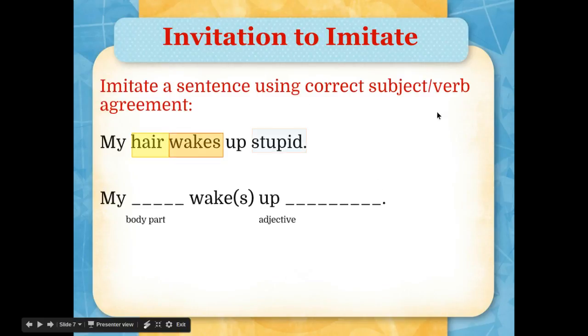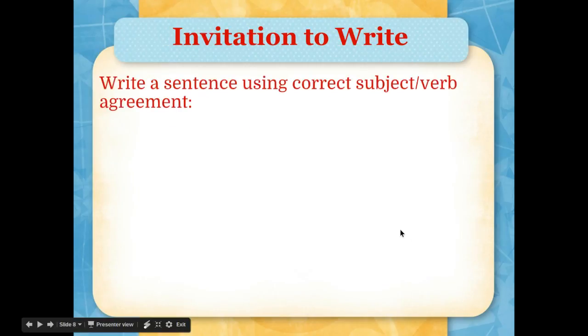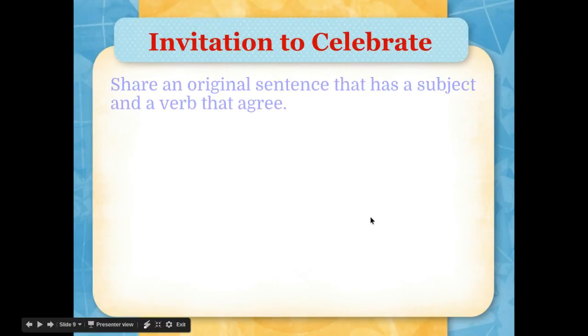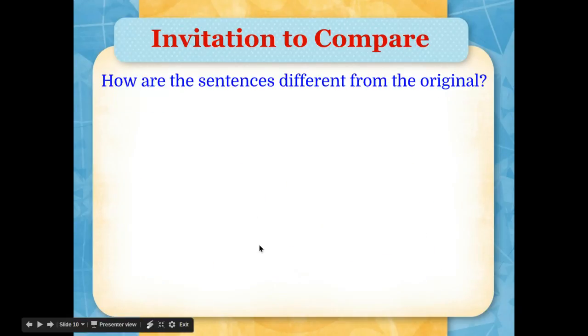Imitate a sentence using the correct subject verb agreement. My hair wakes up stupid. My thumb wakes up daily. I don't know, I don't even like this sentence. This is not my thing. I'm going to skip this slide. Okay, invitation to write. Write a sentence using the correct subject verb agreement. All right, let's look. I'm going to skip through this one too.